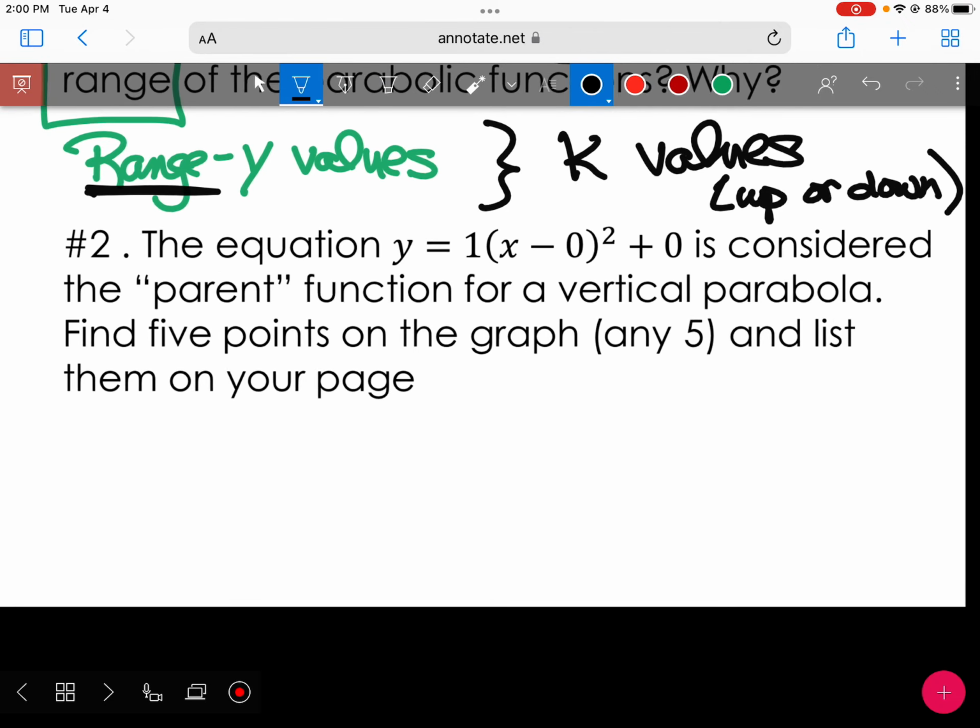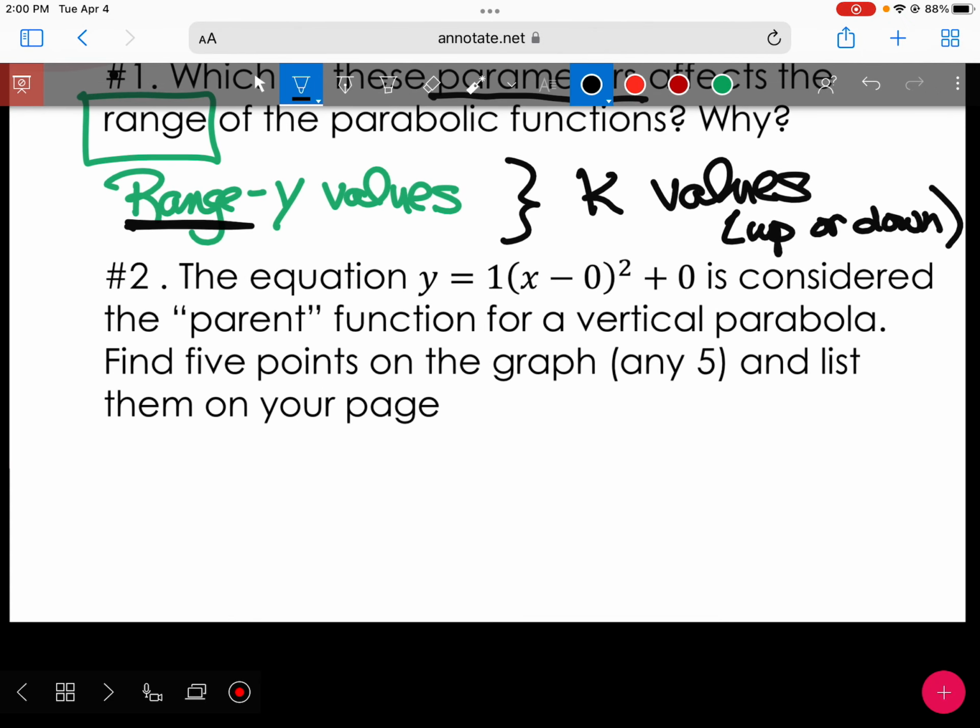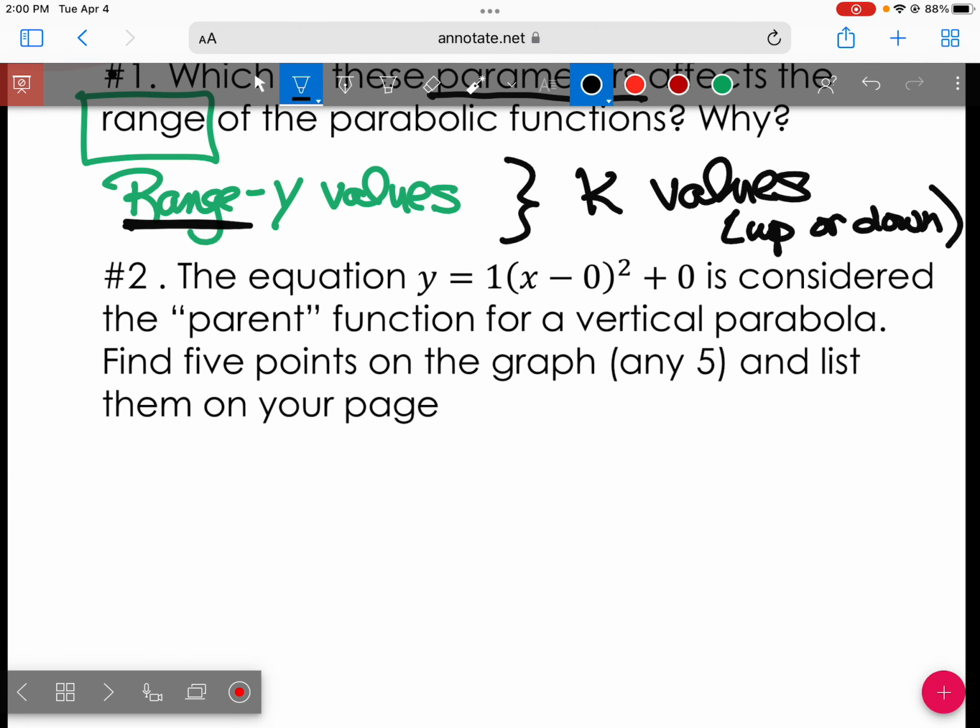All right. And the last question on that page. The equation y = 1(x − 0)² + 0 is considered the parent function. Parent function, that's the one where all parabolas start from. For a vertical parabola, and that's all we've been talking about so far. Find 5 points on the graph and list them on your page.